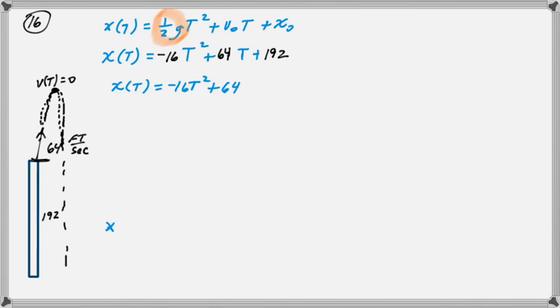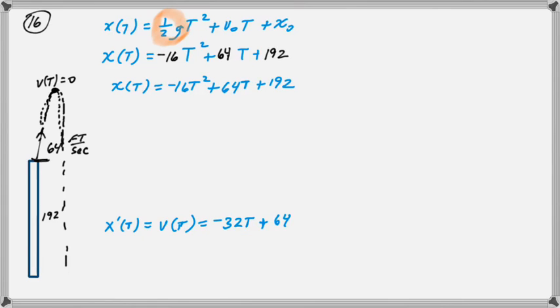I could take the derivative of the position, and that's called velocity. The derivative would be negative 32t because of the negative 16t squared, plus, what's the derivative of 64t? 64, and the derivative of 192 is 0. So I have my velocity function.